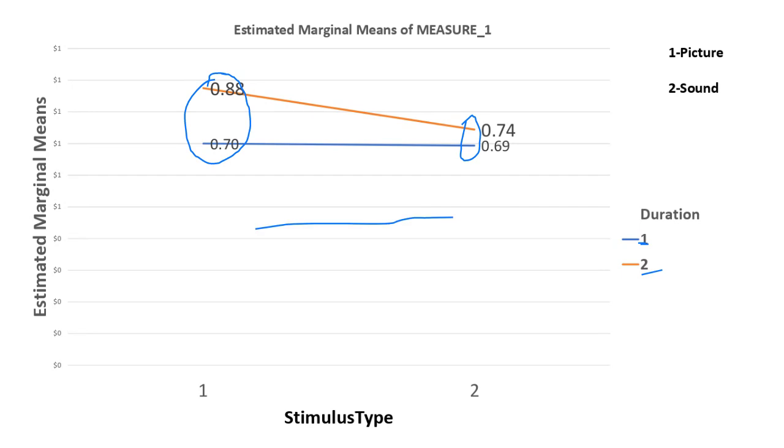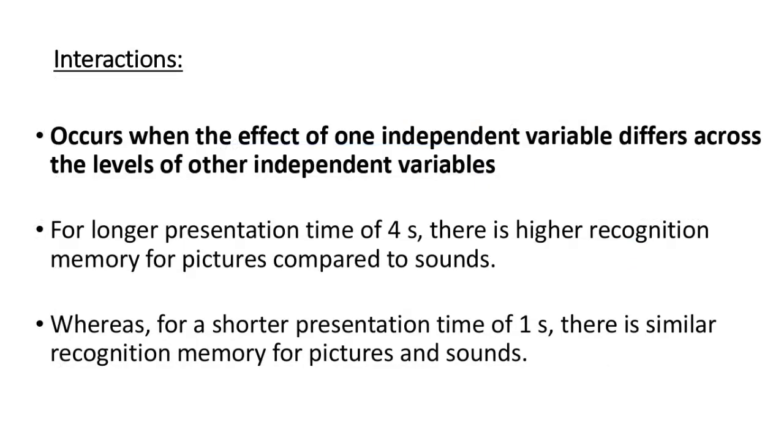If the lines were parallel like this, you wouldn't have an interaction. And then another form where you would have an interaction is if they're cross-shaped, or if they're like this. So there's a certain pattern where you can have an interaction. I mean, that's a visual depiction. So what is an interaction? I just described it. It occurs when the effect of one independent variable differs across the levels of other independent variables. So for longer presentation of 4 seconds, there's higher recognition memory for pictures compared to sounds.